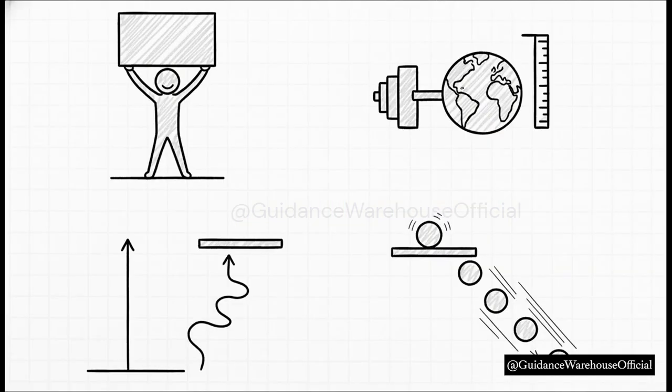Before we wrap up, let's quickly summarize the absolute key takeaways from this lecture. Number 1. Simply lifting an object stores gravitational potential energy in the object Earth system. Number 2. You can easily calculate it using the formula delta PEG equals mgh. Number 3. The path you take to reach that height absolutely does not matter. And number 4. When an object descends, all that stored potential energy perfectly converts into kinetic energy.